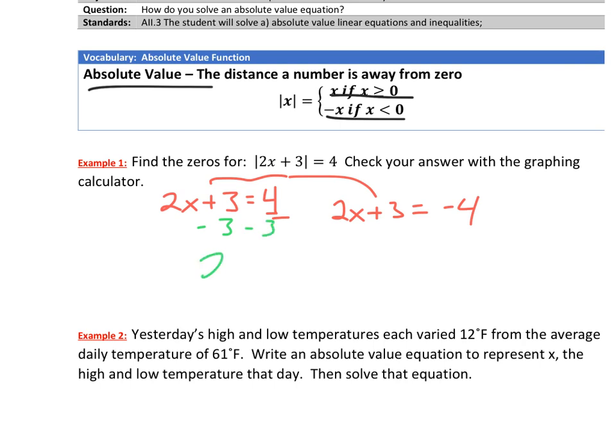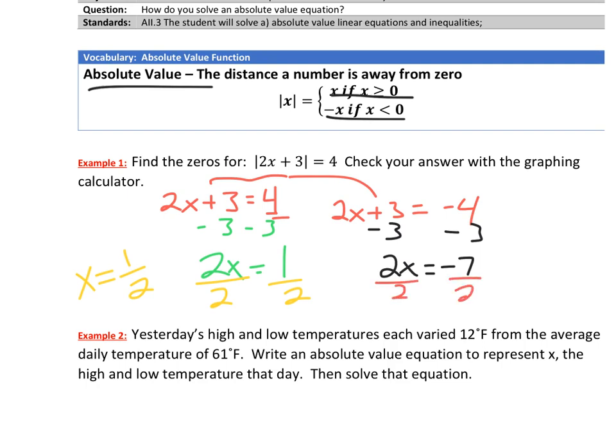Subtract 3, 2x equals 1, divide by 2, x is equal to 1/2. And for the other one, again, subtract 3, so 2x equals negative 7, divide by 2, and we get the second answer: x equals negative 7/2. So those are the two answers for this equation.